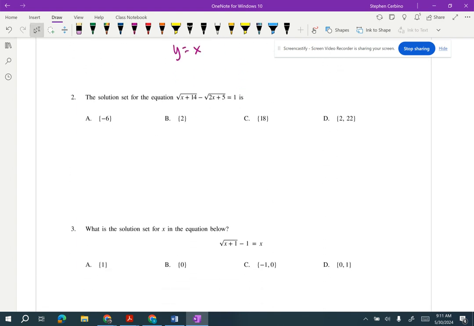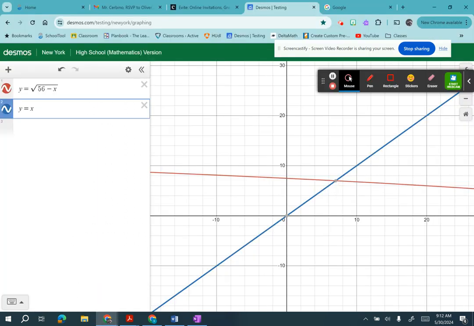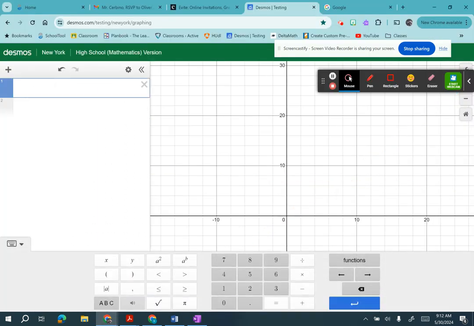Number 2, the solution set for the equation is, now this one, if you had to solve this algebraically, would be a pretty nasty question. But because it's multiple choice, it's kind of nice. We could just graph it. So again, we have y equals the square root of x plus 14 minus the square root of 2x plus 5, and y equals 1. So if we go back to Desmos, we can make our two equations.